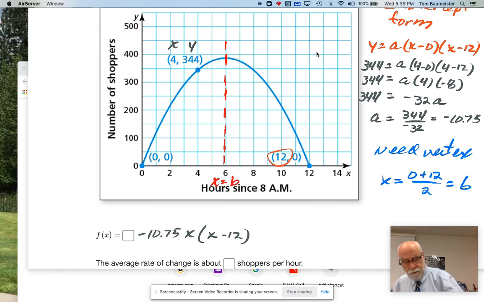And then we're going to plug in f of 6. So we're going to say that f of 6 is equal to negative 10.75. All right, I have 6, and then 6 minus 12 is going to be negative 6. So our vertex then is going to be at 387. All right, so our vertex here, and I'll put it in red for you, is at 6 and 387.